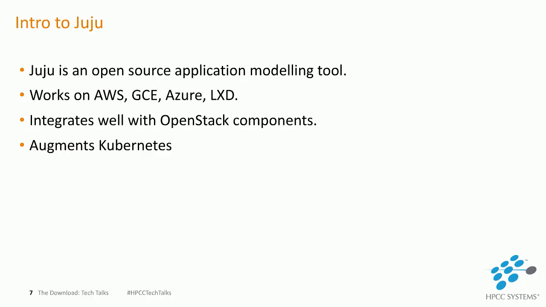Juju is basically an OpenStack project, so obviously it integrates very well with other OpenStack components. And as I said before, it augments Kubernetes. So basically, you'll write your Kubernetes recipes, and Juju will deploy them for you.